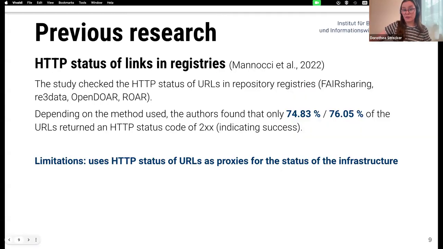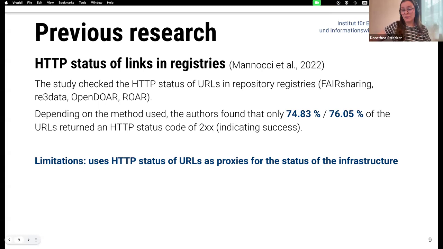A more recent study did not restrict their scope to a specific discipline. Manucci et al. checked the HTTP status of links in repository registries to see if the URL still worked. They found that depending on the method they used, only around 75% of the URLs returned an HTTP status starting with 2, which indicates success, and the remaining URLs did not resolve as intended.